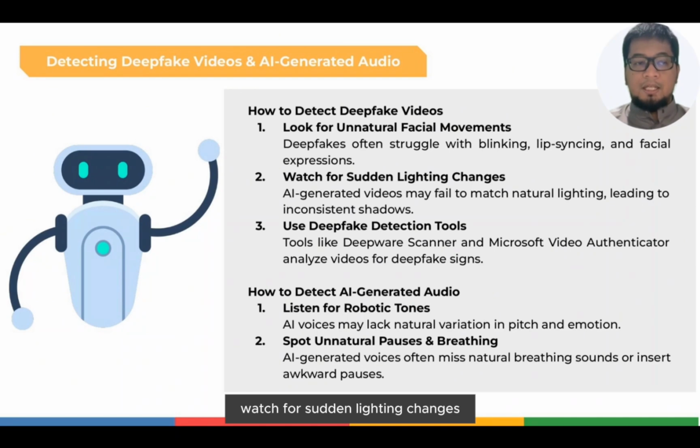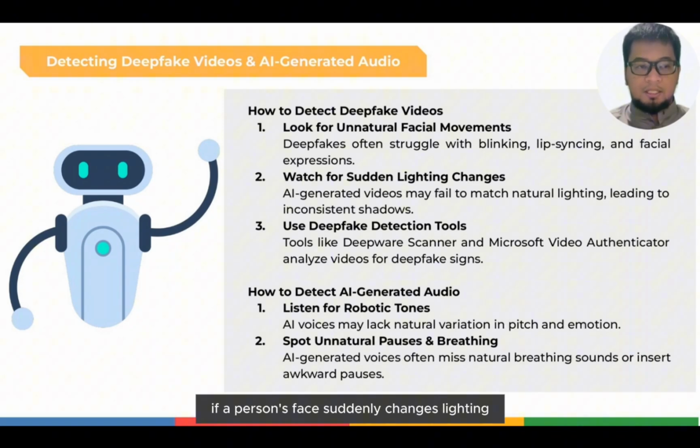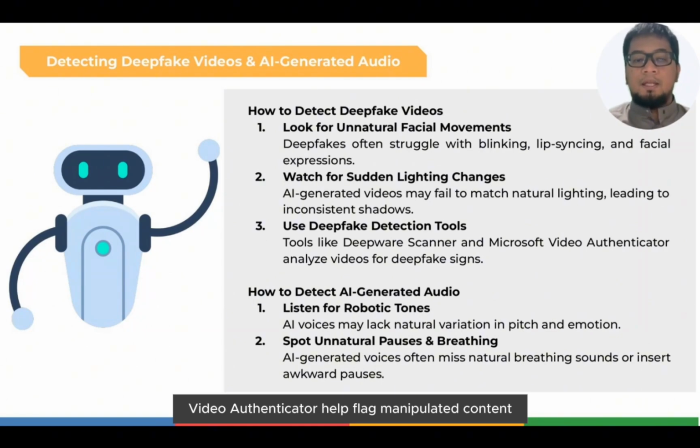Watch for sudden lighting changes. AI-generated videos may fail to match natural lighting, causing strange shadows or flickering effects. If a person's face suddenly changes lighting while the rest of the video stays the same, it's worth a closer look. Use deepfake detection tools. Some AI tools can analyze videos and detect deepfakes. Platforms like Deepware Scanner and Microsoft Video Authenticator help flag manipulated content.